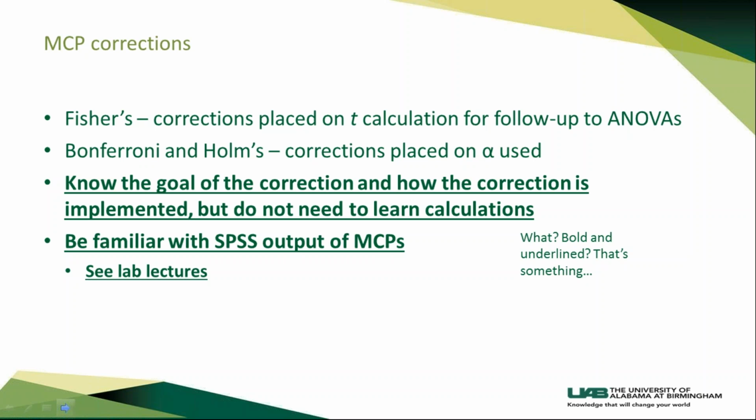So you won't have to know how to calculate those corrections, how to actually implement those corrections, but know what their goal was, where that correction is done, but most importantly, be familiar with what they look like. So for instance, in your lab, you've done the one way ANOVA, then you followed it up with some multiple comparison procedures. Be familiar with the output you got from those. So go back and look up your lab lectures on how to do those and be familiar with what they look like and how to make those comparisons yourself.